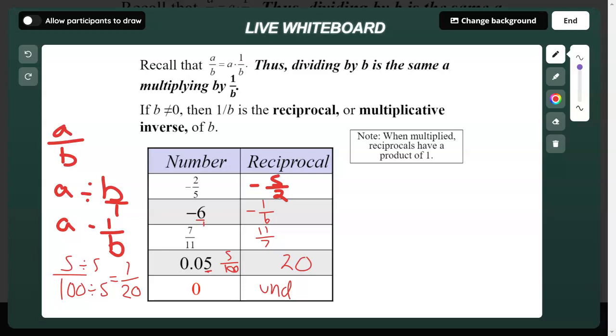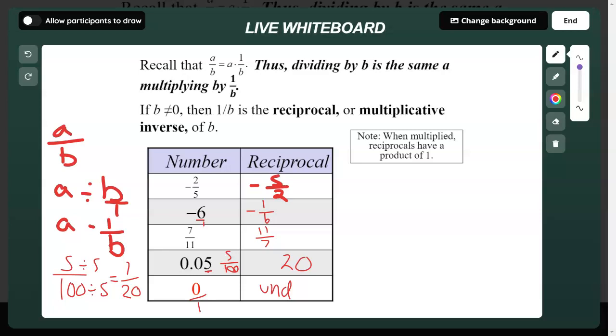Is that a thing we could write, the little circle with the slash? That's no solution. It's different, yeah. Undefined and no solution mean two different things. So 0 over 1, still 0. But once we flip it, now that 0 is in the denominator. I can't have 0 in the denominator, so it's undefined. Okay, so 0 has no reciprocal.